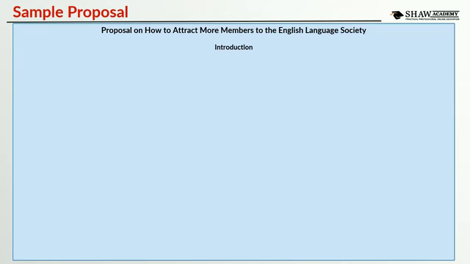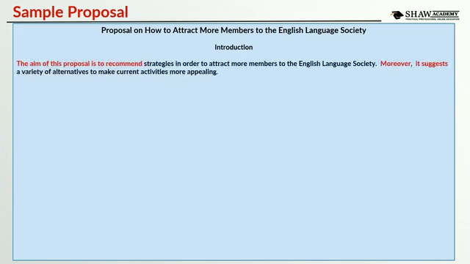Then we've got our first paragraph, Introduction, and that's our heading as always. The aim of this proposal is to recommend strategies in order to attract more members to the English Language Society. Moreover, it suggests a variety of alternatives to make current activities more appealing. Again, telling us exactly what the proposal is going to talk about. The aim of this proposal is to recommend.